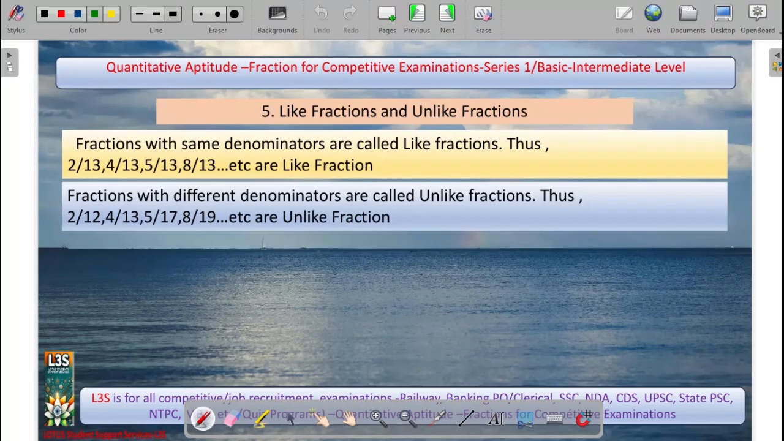And fractions with different denominators are called unlike fractions. Here 2 by 12, 4 by 13, 5 by 17, 8 by 19, etc. are unlike fractions because the denominators are 12, 13, 17, 19. They are not the same. They are different, so these are called unlike fractions.